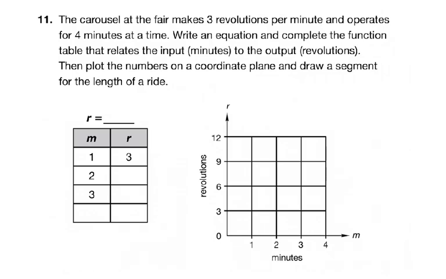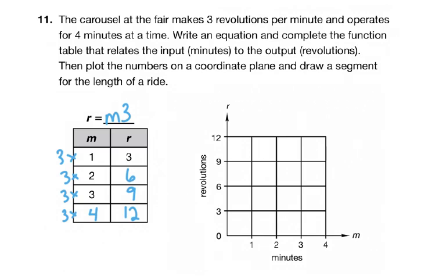So R is our minutes times 3. So if we go 1 minute, it's going to go around 3 times. If we go 2 minutes, it's going to be times 3. So 3 times 1 is 3. 3 times 2 is 6. 3 times 3 is 9. And then we're going to go ahead because it goes 4 minutes, right? And 3 times 4 is 12. Excellent. So take a minute, pause the video, and go ahead and graph this function.